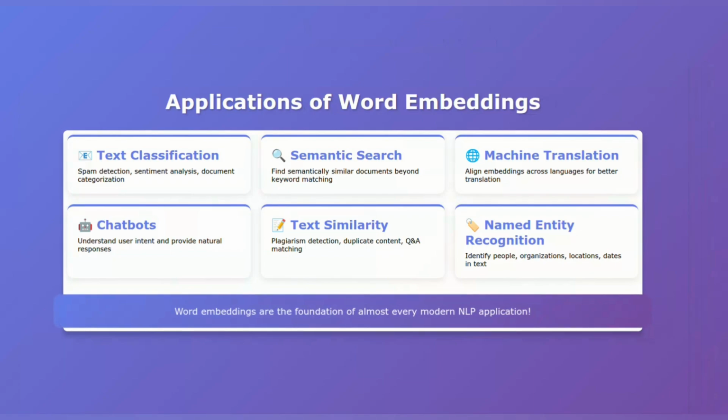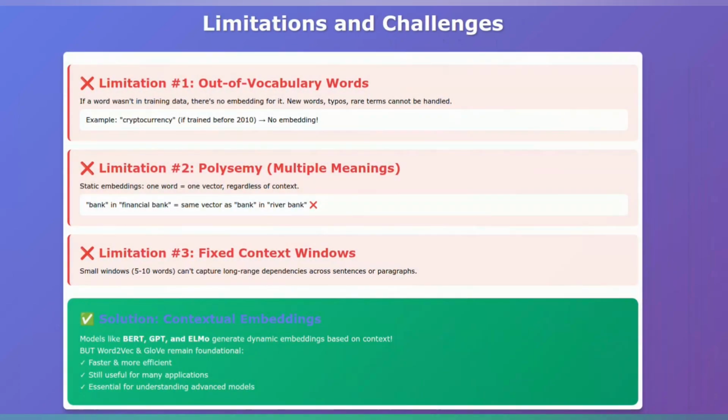They're truly foundational. Now, as powerful as Word2Vec and GloVe are, they're not perfect. Let's talk about their limitations. This is important to understand. Limitation number 1, out-of-vocabulary words. This is a big one. If a word wasn't in the training data, there's no embedding for it, period. New words, typos, rare terms, they just can't be handled. So if your model was trained before the word cryptocurrency became popular, or if someone misspells a word, you're out of luck. This is a real problem in production systems.